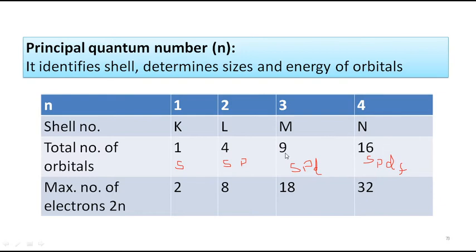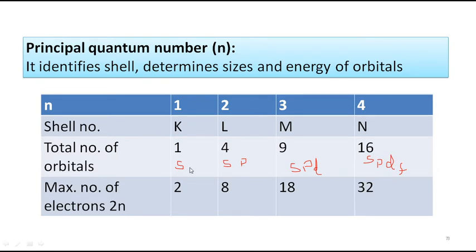So here why I have written 9? Because s has only one orientation, so only one orbital, because for a sphere you cannot say which is x direction, y direction and z direction. So only one s is possible. But in p you have 3 orbitals, px, py and pz. Similarly in d we have 5 orbitals, and f has 7. So 7 plus 5, 12, 12 plus 3, 15, 15 plus 1, 16. Total number of orbitals is 16.